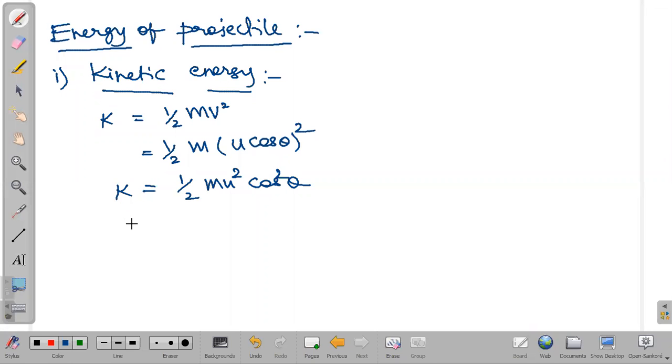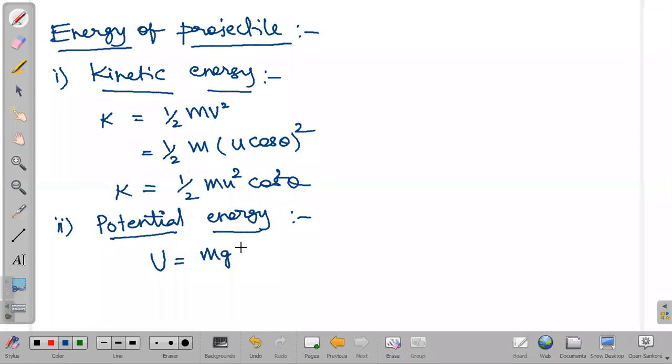Now, in the same way, let us write the potential energy part also. Potential energy is generally mgh. Let me take U, capital U, as potential energy: mg. And what is the height here? Capital H, H maximum, which we derived in the last class. That is what I will consider here. So mg, and H is U square sine square theta by 2g, which we derived.